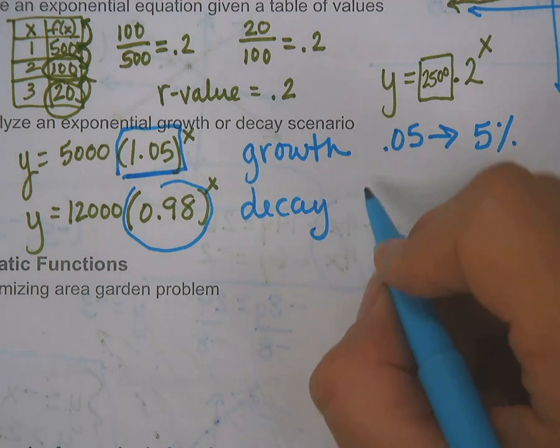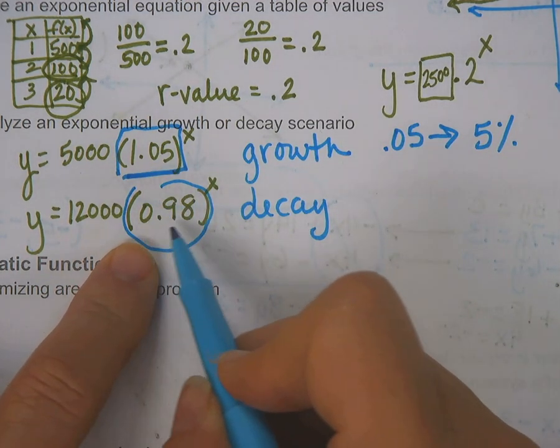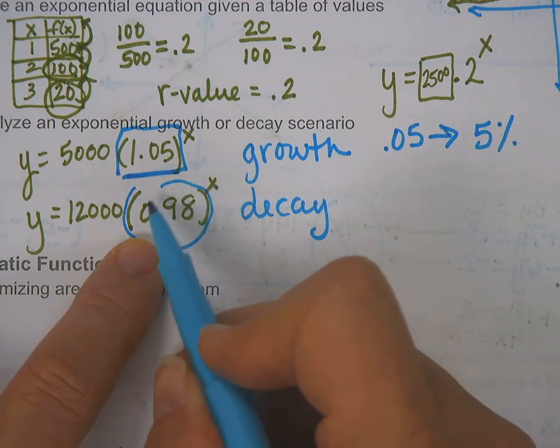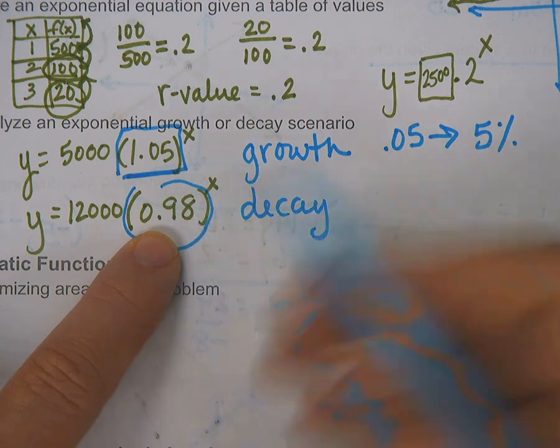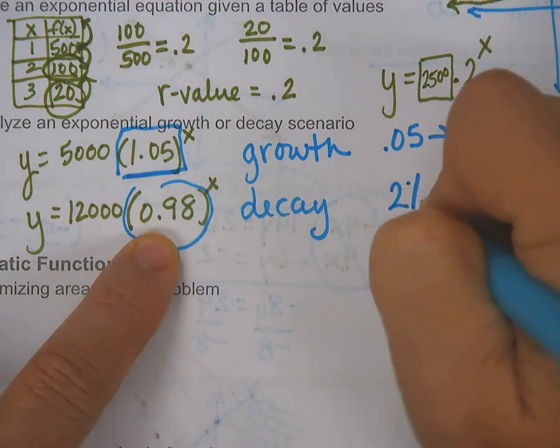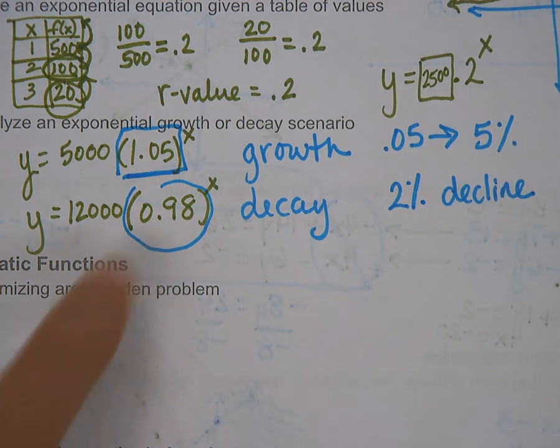And the way we figure out how much it decays by is we think about this number is going to be a 1 or 100% if it's staying the same, but it's 98% stays the same. So that means we have a 2% decline in population every year.